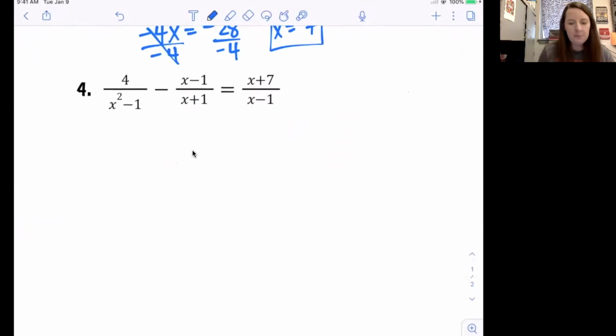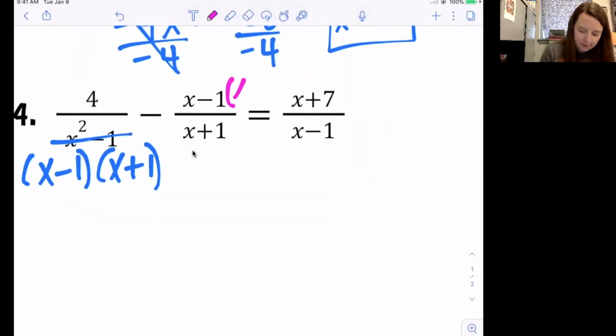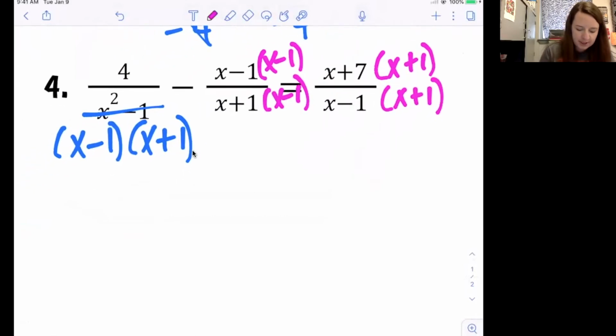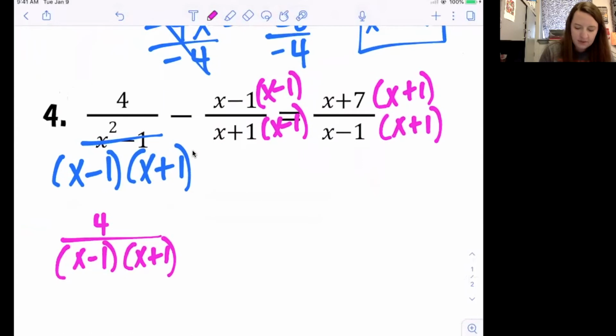Number 4, I'm going to start by factoring this difference of squares. So x plus 1, x minus 1, and multiply to find a common denominator. So this needs x minus 1 over x minus 1, and this last one needs x plus 1 over x plus 1. So my first fraction is fine, 4 over x minus 1, x plus 1.